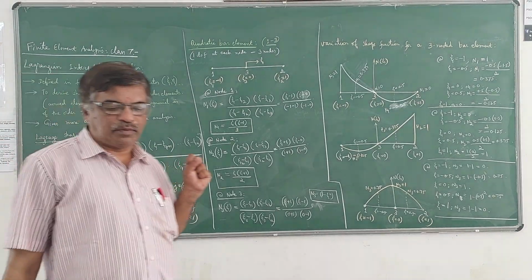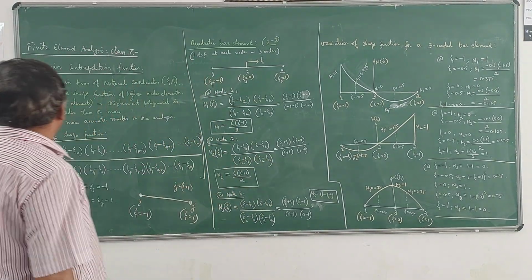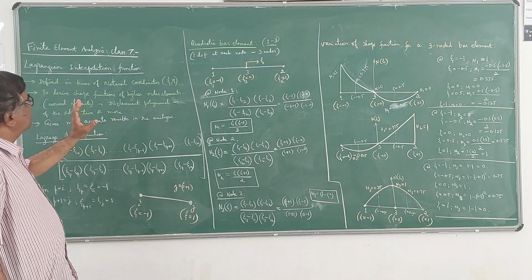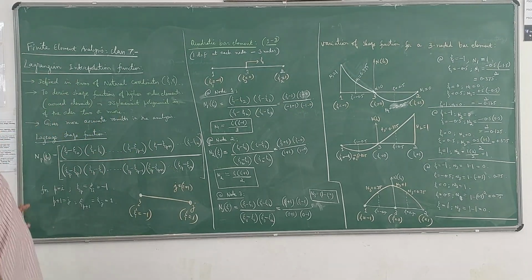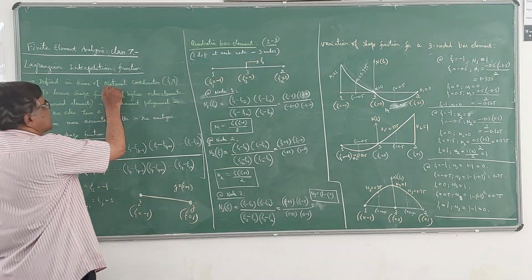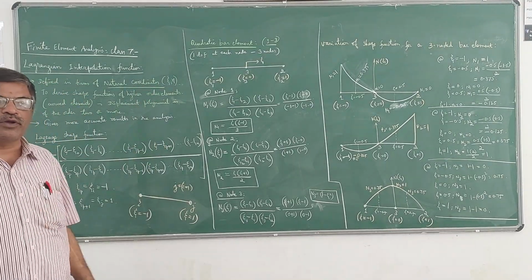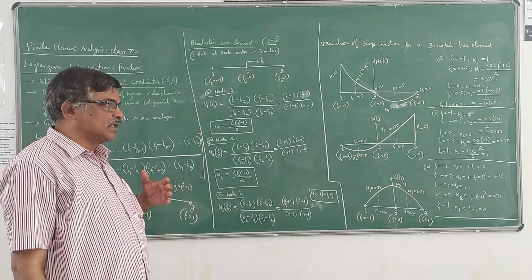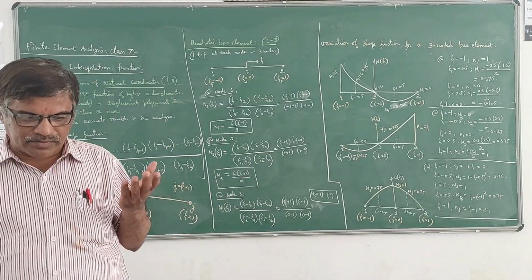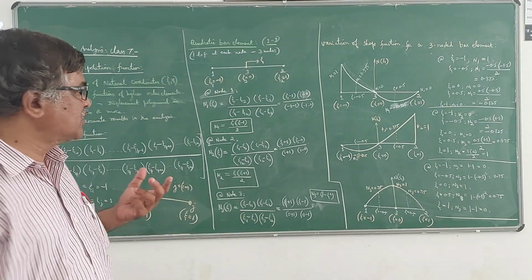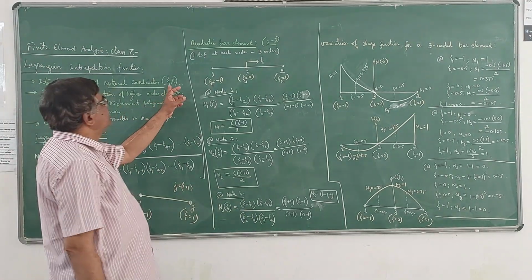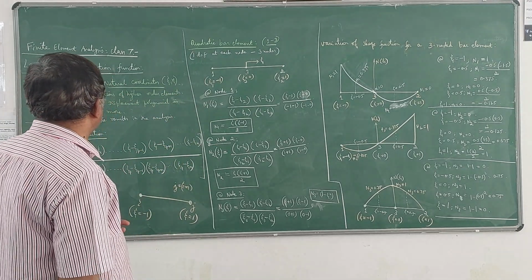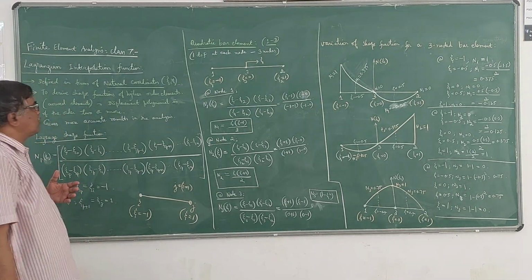In this class, I will explain an important function called the Lagrange interpolation function. It is defined in terms of natural coordinates. In the earlier classes, I explained the different types of coordinates that we use in finite element analysis: the global coordinate system, the local coordinate system, and the natural coordinate system. In the natural coordinate system, we use zeta and eta for two-dimensional problem analysis.